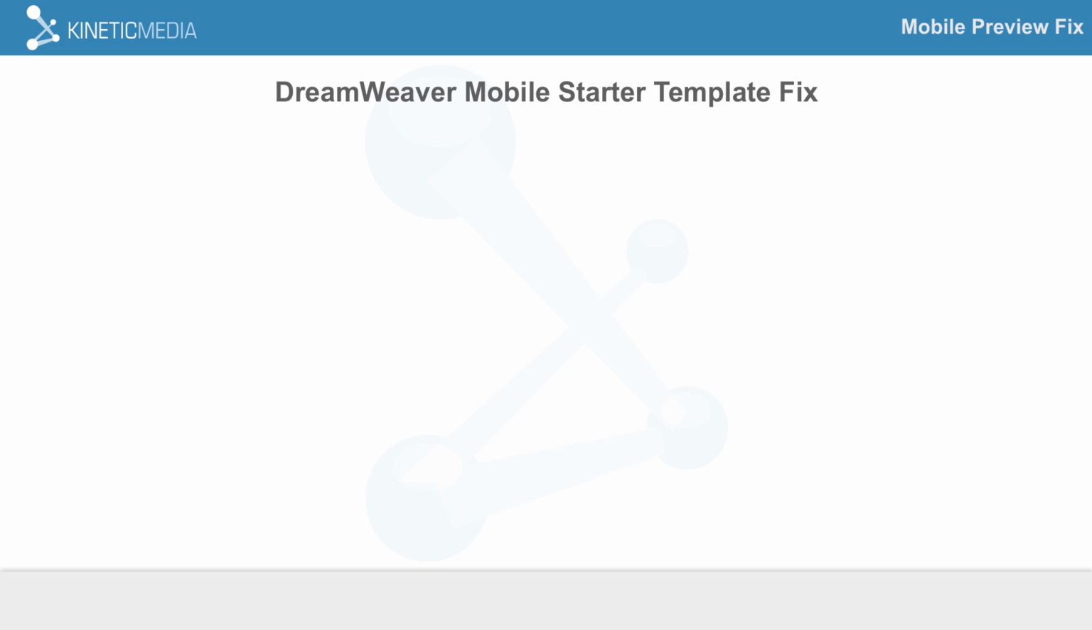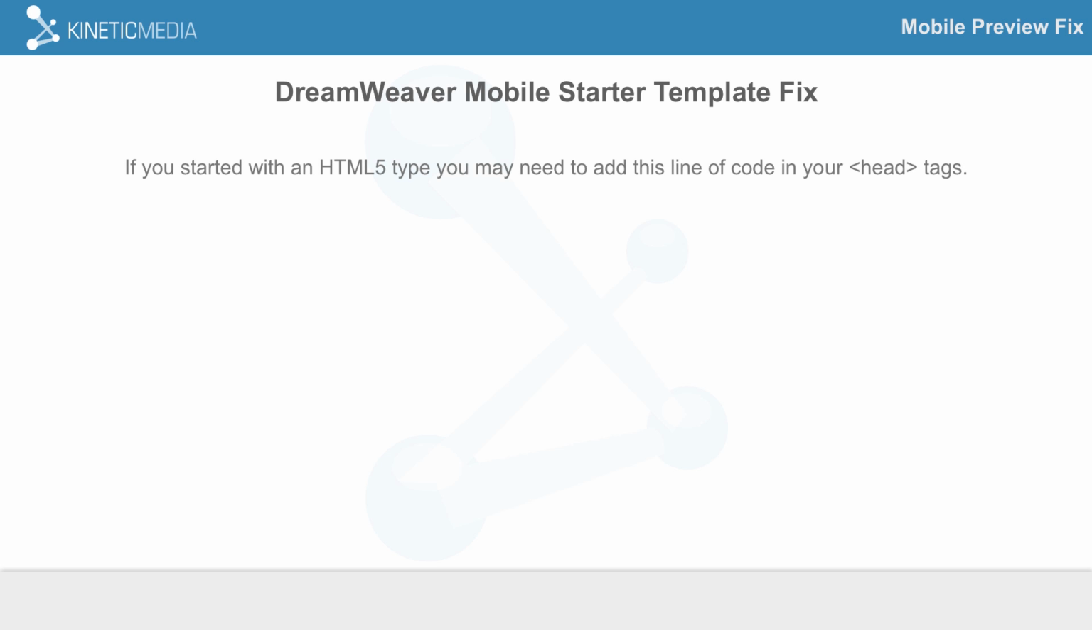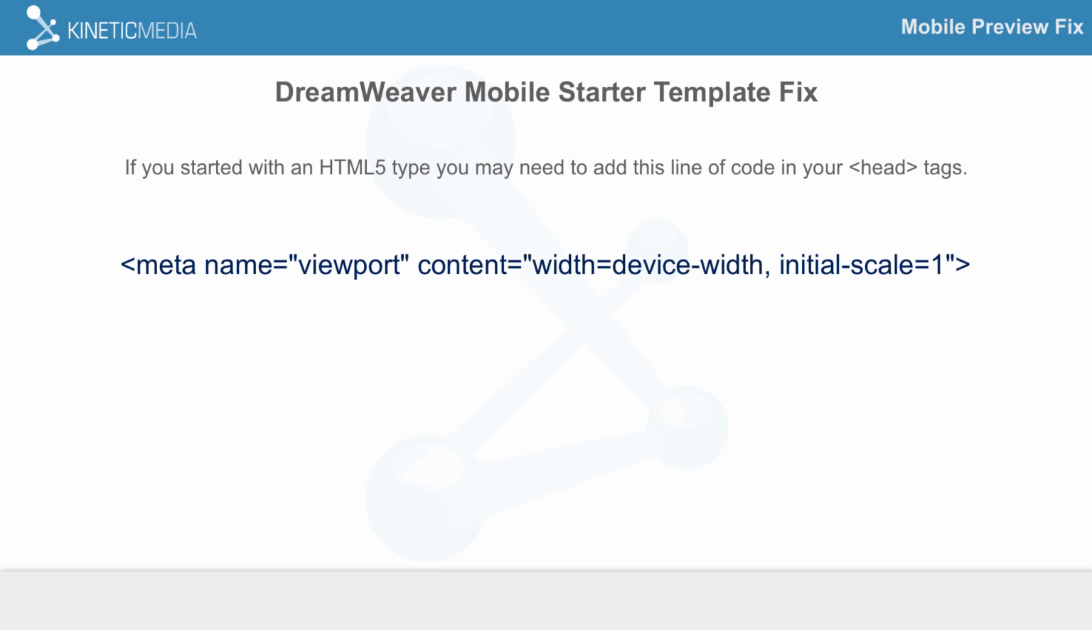For this mobile preview fix, this only applies when you start from one of the Dreamweaver mobile starter templates. If you started out with an HTML5 type template, which is what we did in the last tutorial, you may need to add this line of code to your head tag. Take a look at this, pause the video, and write that down, because this is what you'll need in order to fix your content.